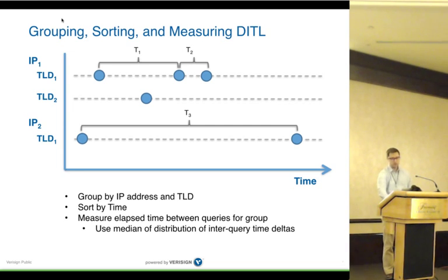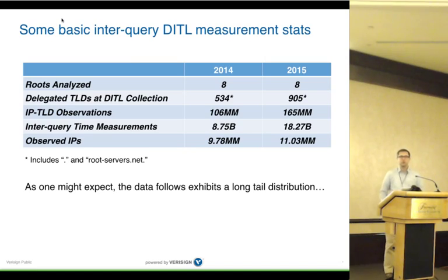So after we did all these measurements, this is basically some high-level statistics about the data that came out. In 2014, 2015, we had 8 roots that we analyzed after we removed the anonymized ones. For the particular year of the DIDL data, we actually pulled a historic root zone file to figure out what delegated TLDs were in the root at that time. And we also added rootservers.net and the actual root itself to that grouping just because we thought it would maybe be interesting.